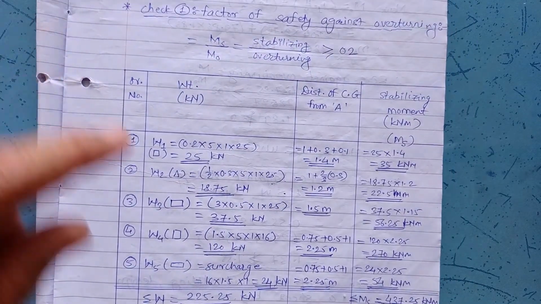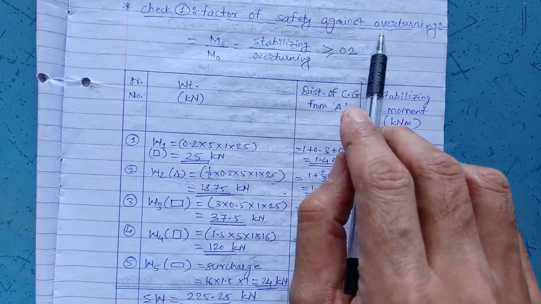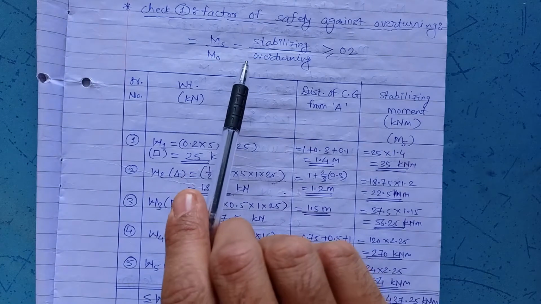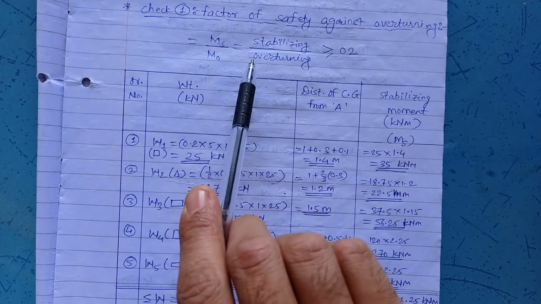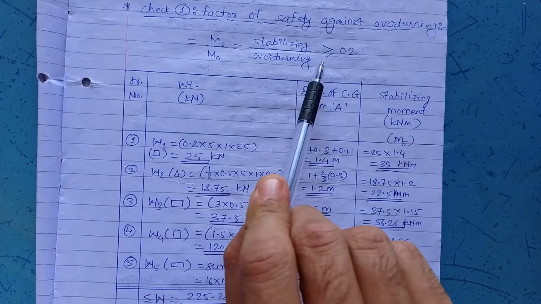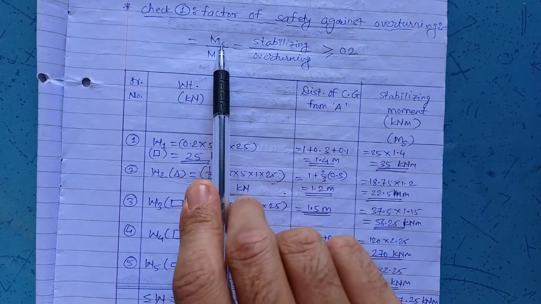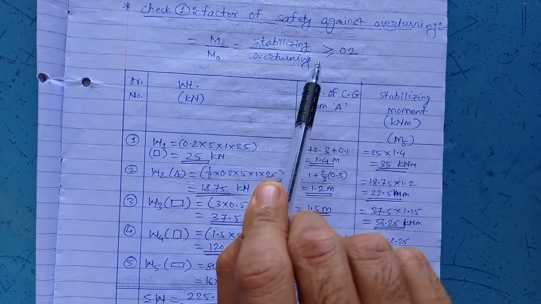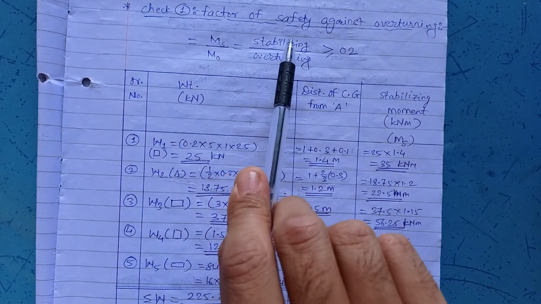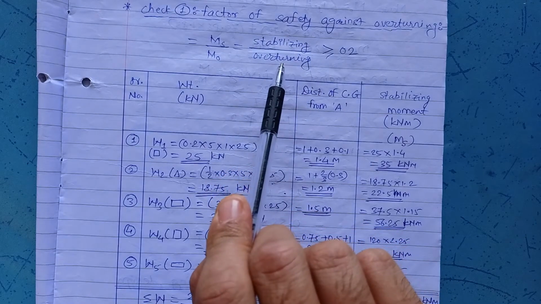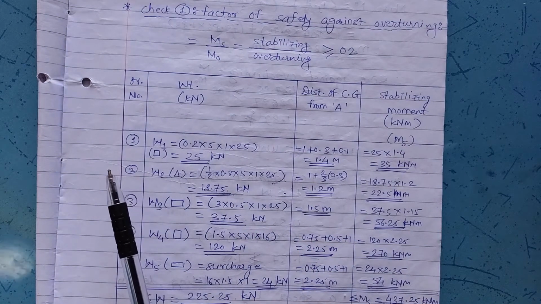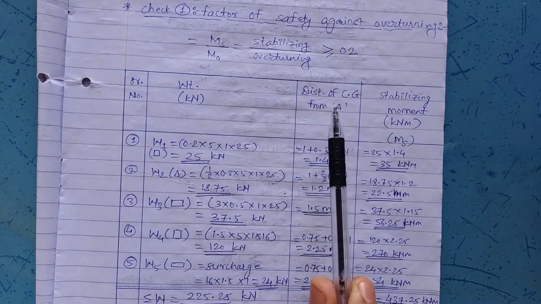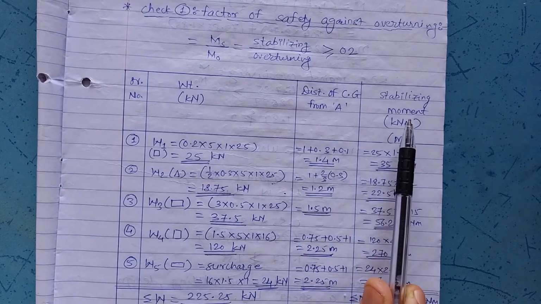Now, first one is the factor of safety against overturning. You might be knowing the equation. So as to make the retaining wall safe against overturning, this ratio should be greater than or equal to 2. Hence, the ratio of stabilizing moment to overturning moment should be greater than or equal to 2. Then we can say our retaining wall is safe against overturning. Now in this manner, you are supposed to draw a table: serial number, weight in kilonewton, distance of CG from A, and stabilizing moment in kilonewton meter.